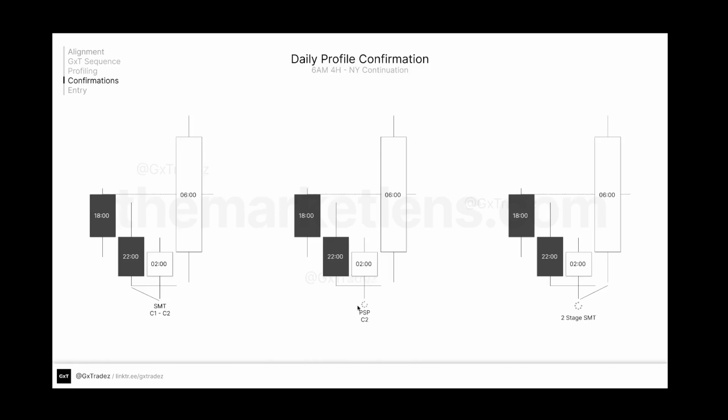Or 2 a.m. puts in a PSP, right? That would be pretty much equivalent to these. They're both graded kind of the same. I would say PSP is a little bit higher probability. And then we have a 2-stage PSP. This is obviously the highest probability.